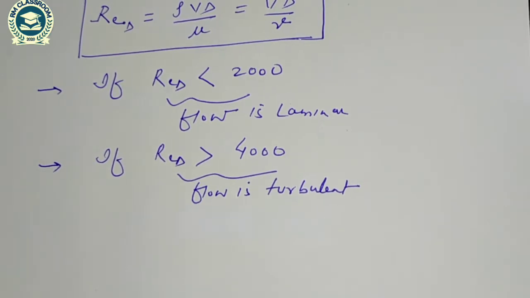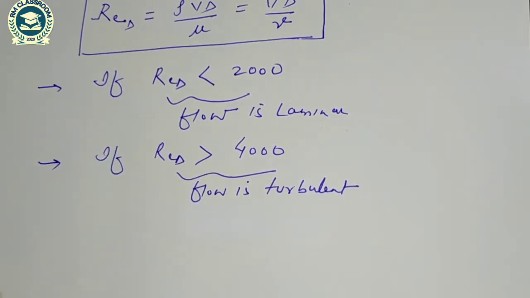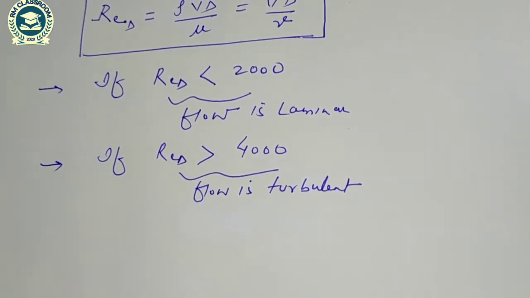Remember that this value is valid for pipe flow only. For different mediums the Reynolds number will be different for the condition of laminar and turbulent. For example, in the boundary layer, if the Reynolds number is less than 5 into 10 to the power 5, then our flow is laminar. In soil, when our Reynolds number is less than unity, then our flow is laminar. So it will vary, and I have written this value for pipe flow.